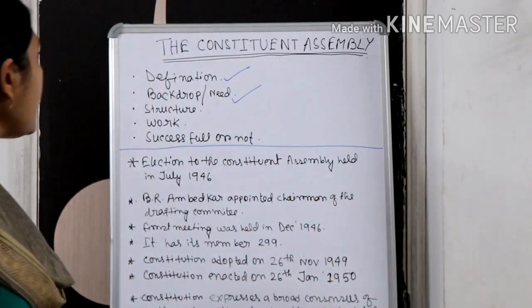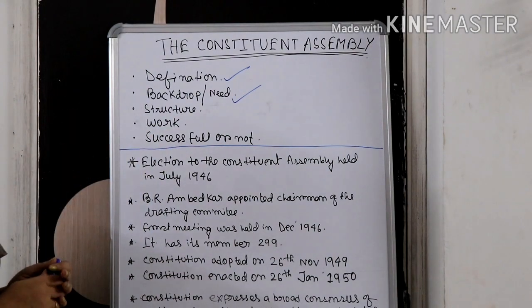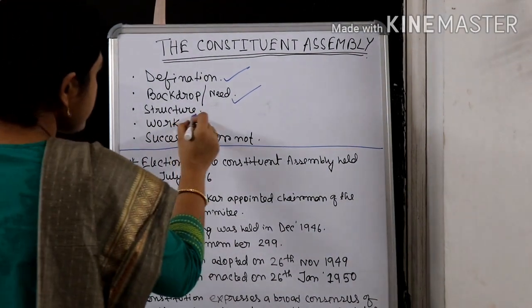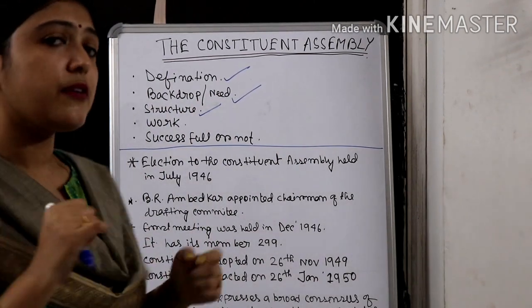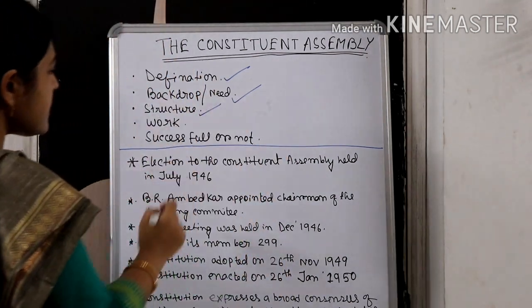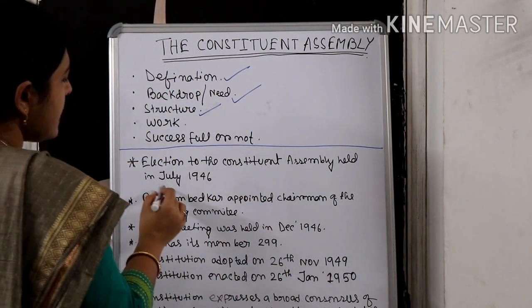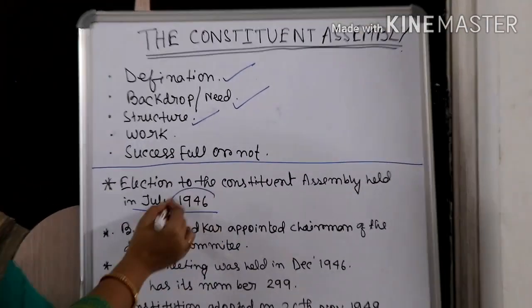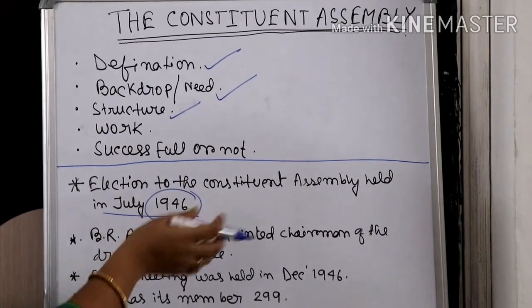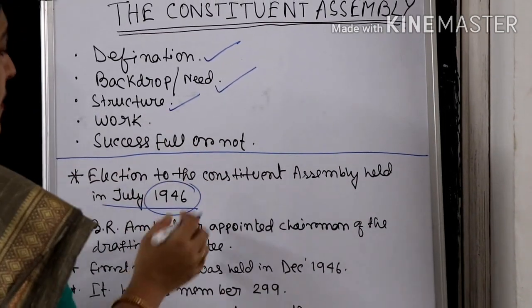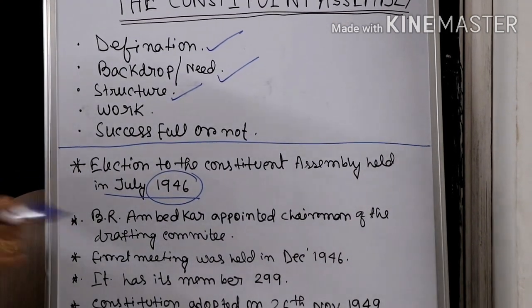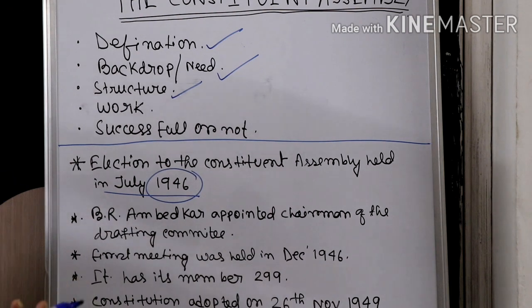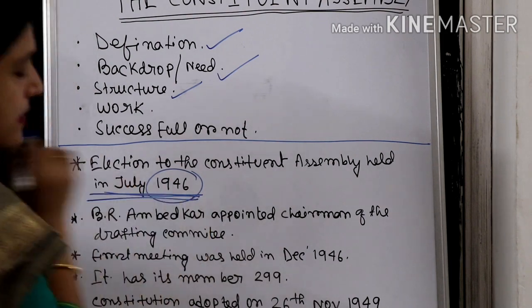Clear? Okay, next, move to the structure. What was the structure of the Constituent Assembly? Before going to that, let's discuss some data related to it. The election of the Constituent Assembly was held in July 1946. I already said that the members of the Constituent Assembly are representatives of the people, right? To gather those representatives, there is an election. And that happened in July 1946.